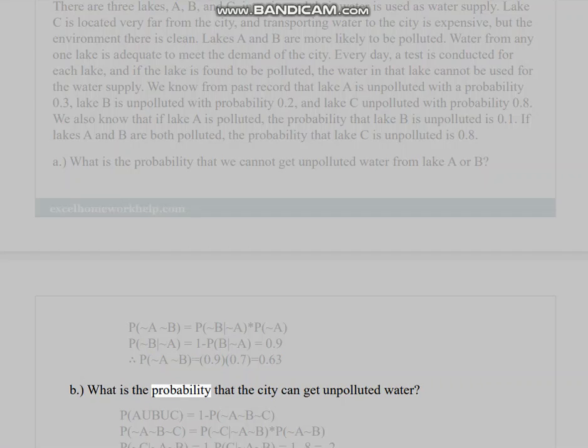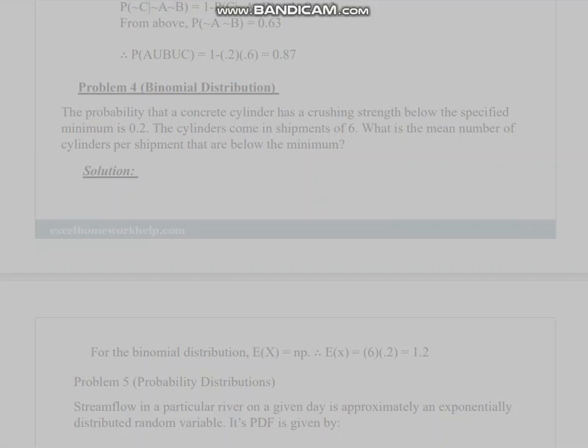B. What is the probability that the city can get unpolluted water? P(A'B'C') equals P(C'|A'B') times P(A'B'). P(C'|A'B') equals 1 minus P(C|A'B') equals 1 minus 0.8 equals 0.2, from above P(A'B') equals 0.63. P(ABUC) equals 1 minus 0.2 times 0.63 equals 0.87.